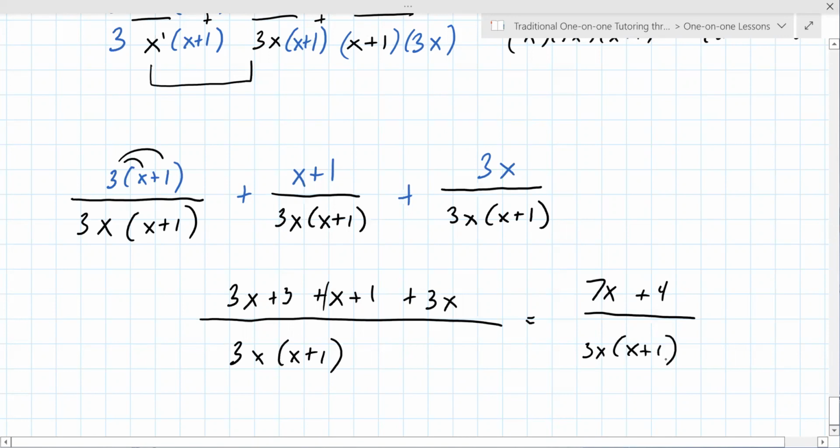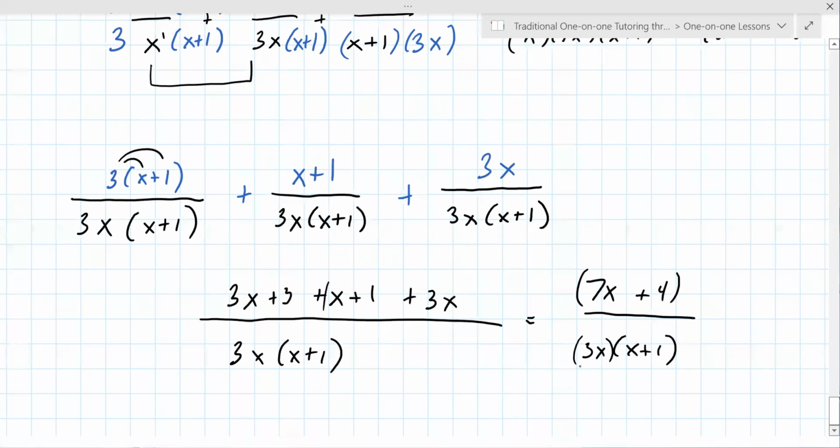Now, going back to kind of the beginning, is there anything that cancels in the top and the bottom? And to answer that, you should really write everything in parentheses. No, there's not. Yeah, so we're done here on this question.